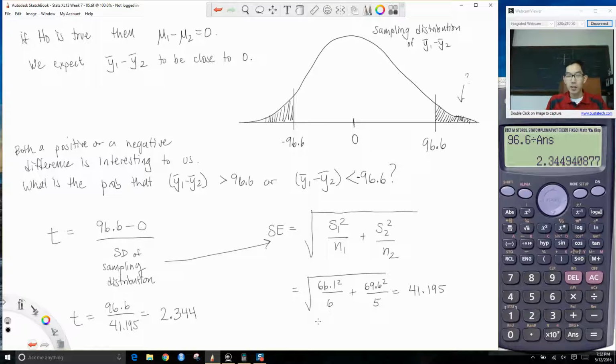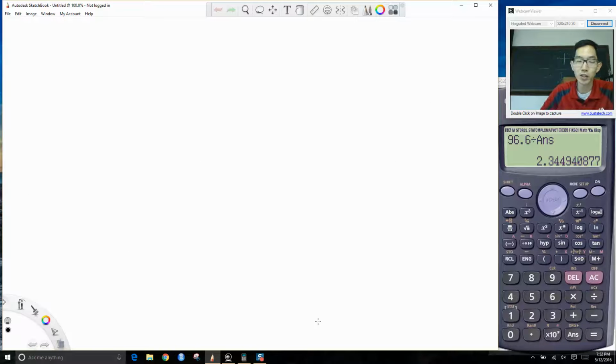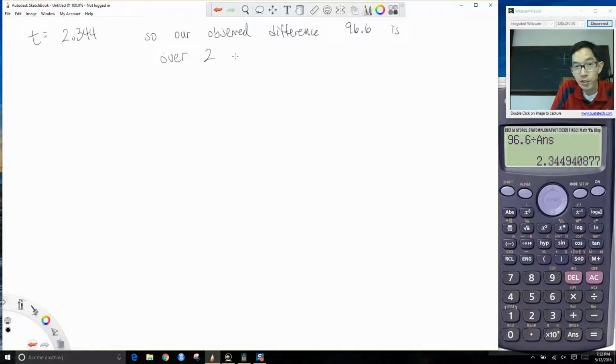And so there are 2 choices we have, okay? We actually haven't calculated the true p-value, and I'll show you how to get that. But our test statistic is 2.344. So our observed difference of 96.6 is over 2 standard deviations away from the mean.